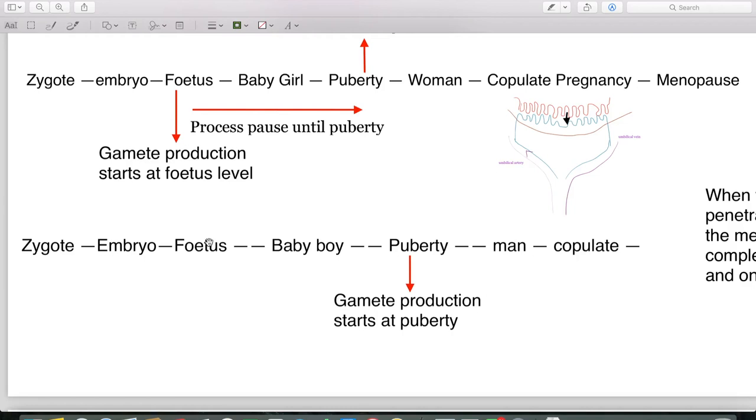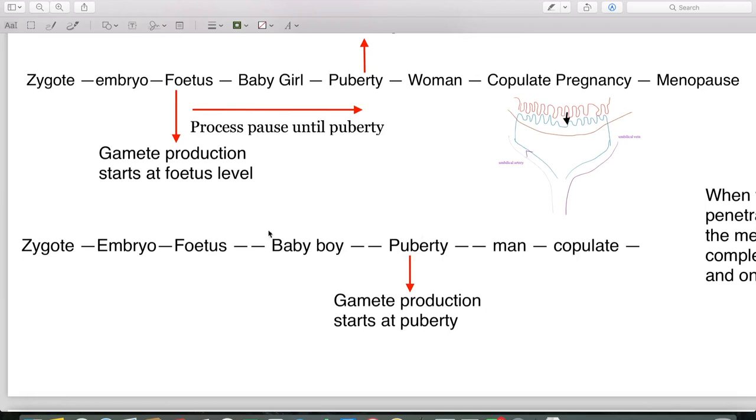And when does the sperm production start? When does the gamete production for the male start? It doesn't start during the fetus. It doesn't start when he is a baby boy. But when he is reaching puberty, at the age of about 14 or 15 years old, then his gamete production starts. His gamete production starts at puberty.